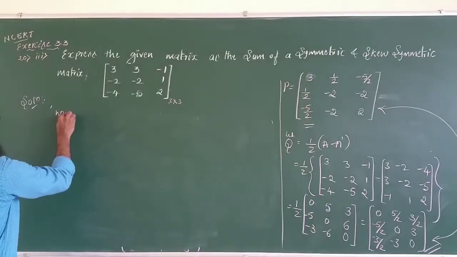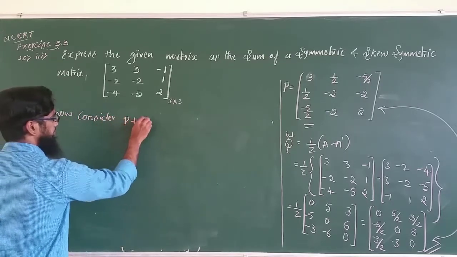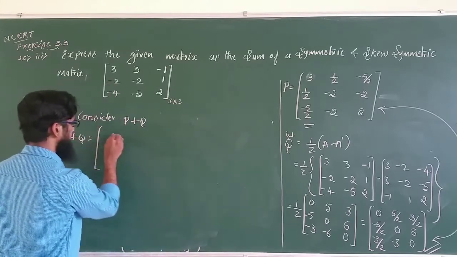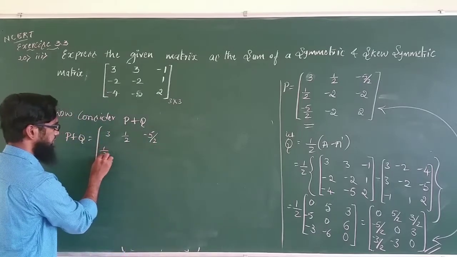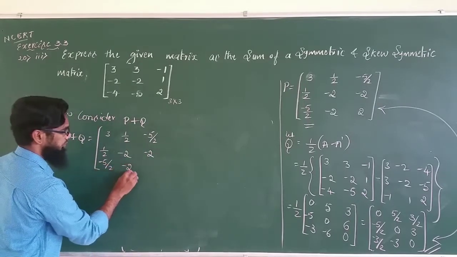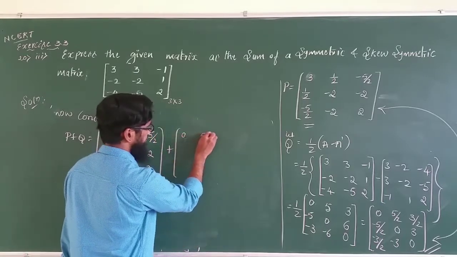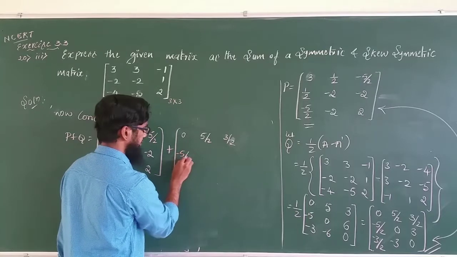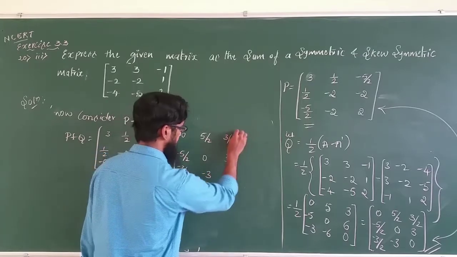Now consider P plus Q. The matrix P has first row 3, half, minus 5 by 2; the second row is half, minus 2, and minus 2; and the third row is minus 5 by 2, minus 2, plus 2. We have to add the Q matrix: 0, 5 by 2, 3 by 2; minus 5 by 2, 0, 3; minus 3 by 2, minus 3, and 0. So this is the matrix here.